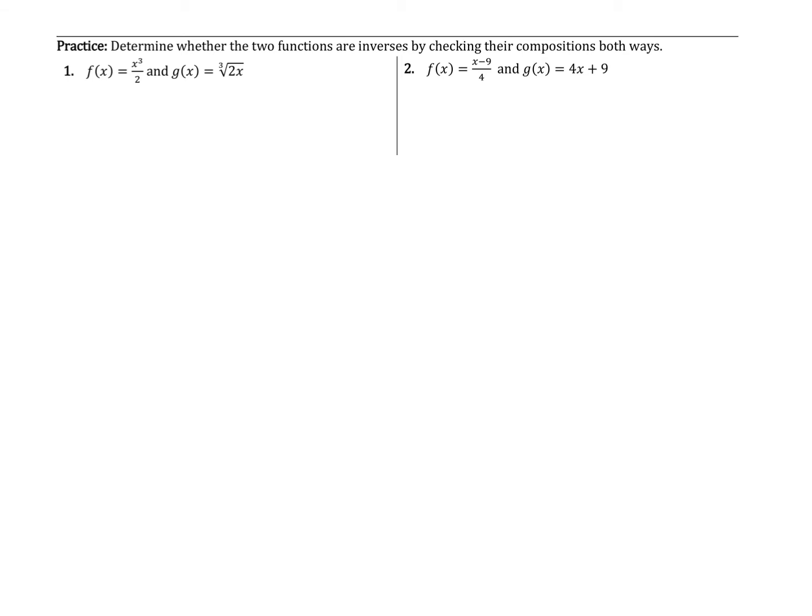So I'm going to encourage you here to pause the video and work through exactly what we just did. Plug f of x into g of x and simplify. Plug g of x into f of x and simplify, and see if both of those two things simplify down to be x. If so, the functions are inverses. If not, they aren't. So go ahead and pause the video.